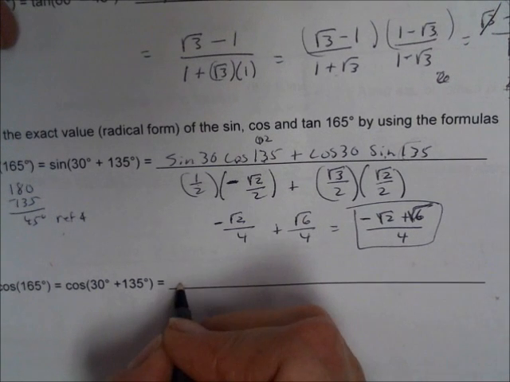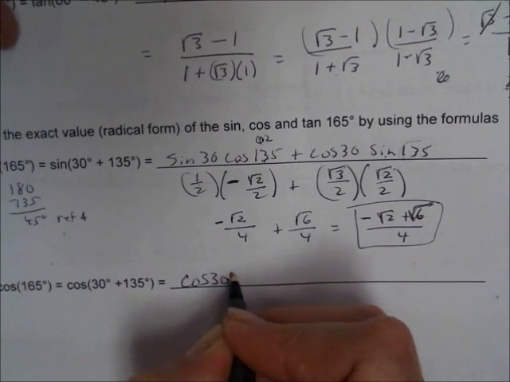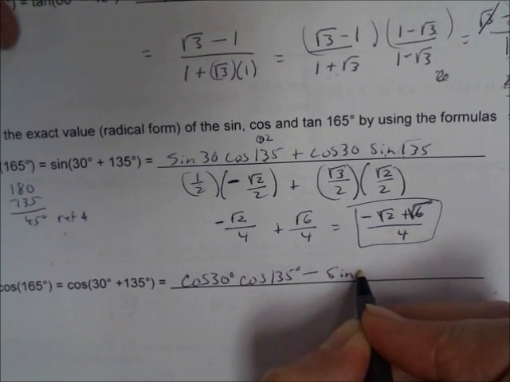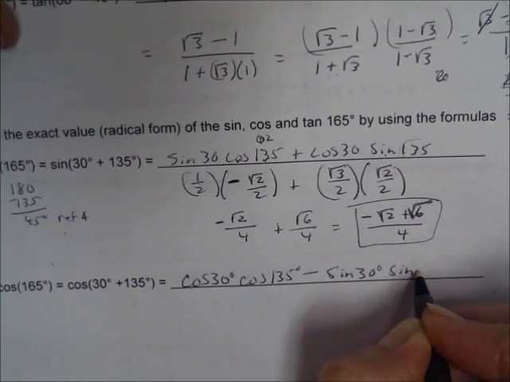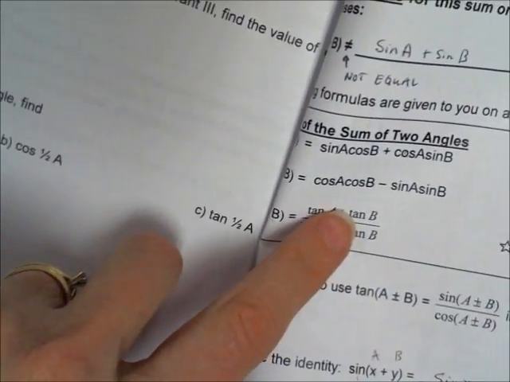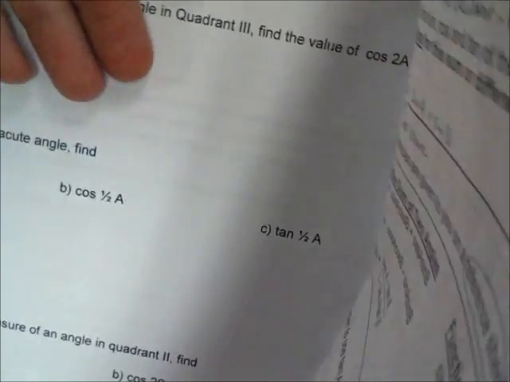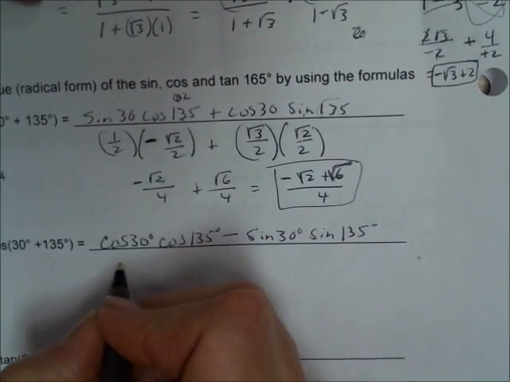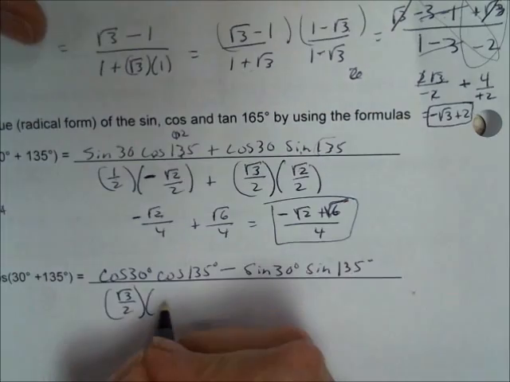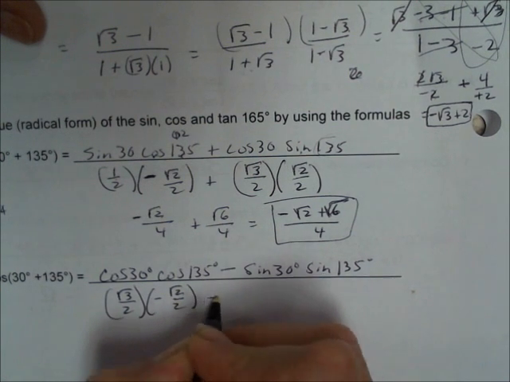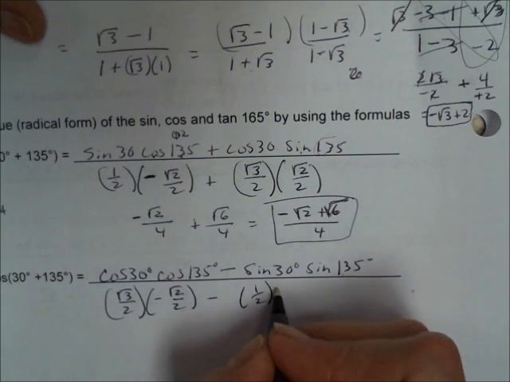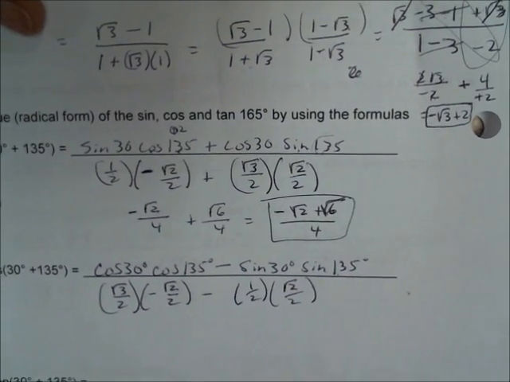Cosine A plus B is the cosine of A times the cosine of B minus the sine of A times the sine of B, says the formula back here for the cosine of the sum of two angles. Cosine of 30 is the square root of 3 over 2. Cosine of 135, we just did it up here, is negative square root of 2 over 2. The sine of 30 is a half, and the sine of 135, we just did up here, is the square root of 2 over 2, and it's positive.